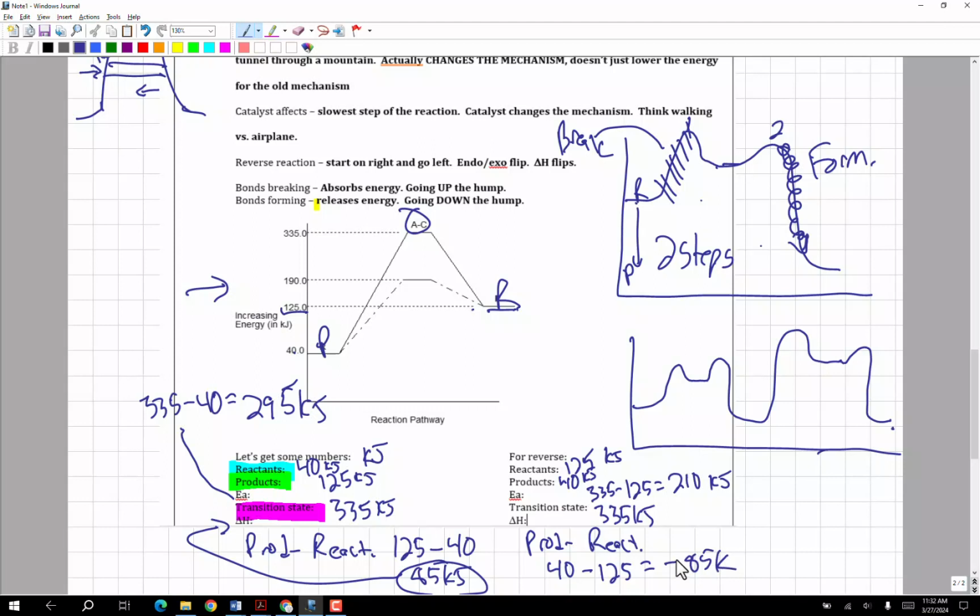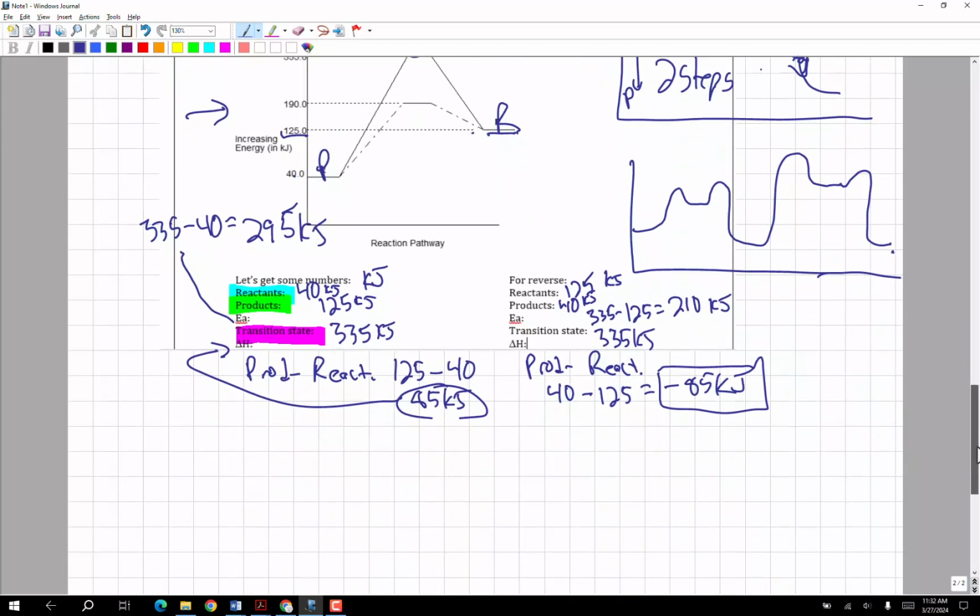So notice the magnitude is the same, 85, but the sign is different. That's it. That's all you got to do.